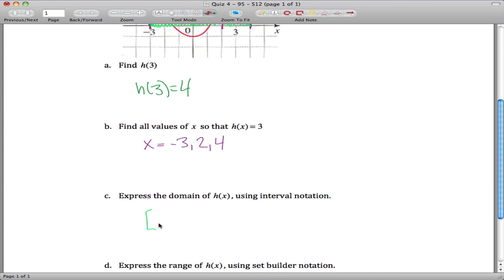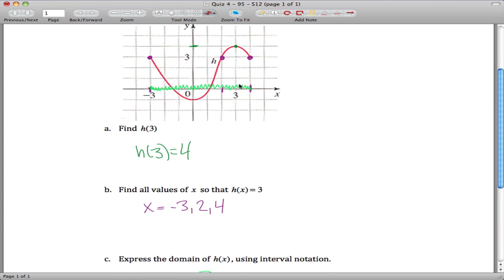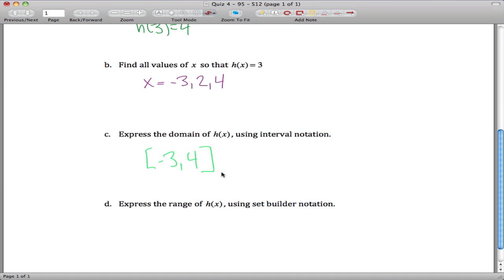So using interval notation, I'll write it like this. Key point here is these are both brackets, not parentheses, meaning we want to include the endpoints. We want to include -3 and +4 in our solution, because -3 and +4 both have heights. The dots at the end here were closed, not open. So it's kind of important.